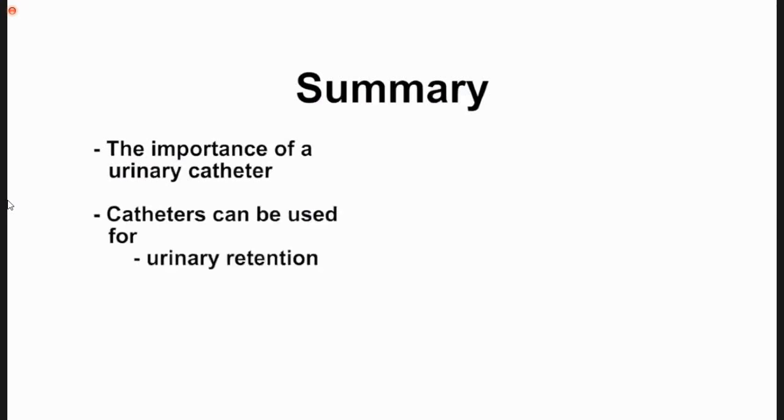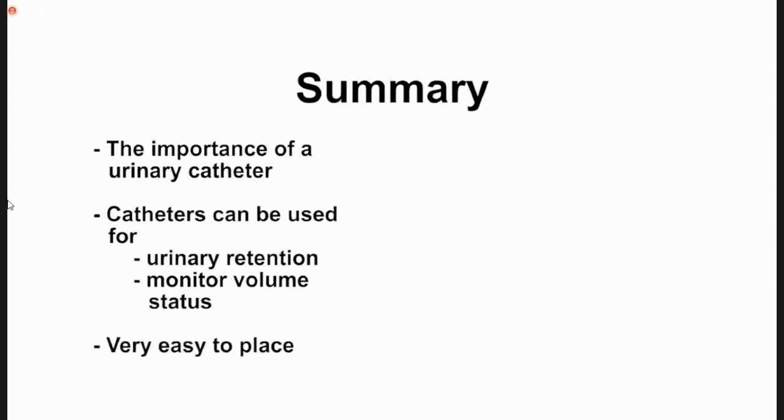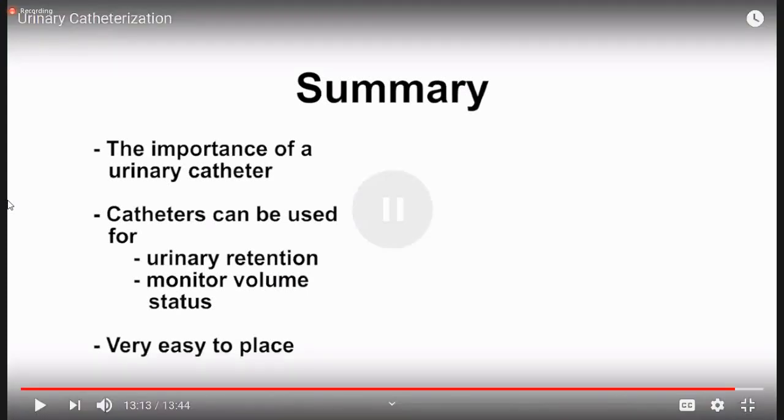We use catheters for things like urinary retention, which help patients tremendously. We also use catheters to monitor the volume status of sick patients. Keep in mind that catheters, for the most part, are very easy to place. Indications of urinary catheterization are urinary retention, monitoring the volume status during the procedure, after the procedure, or before the surgery, after and during the surgery, or taking a specimen.